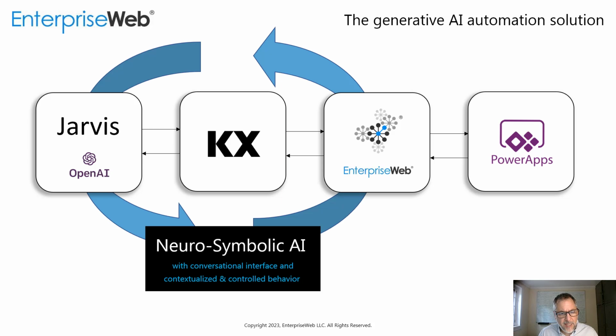Now, what's really interesting here is together, taking the neural network type technology and the symbolic AI, we're achieving something that's known in computer science as neurosymbolic AI, and it really doesn't exist outside Enterprise Web. We're achieving a realization of that together here in this demo. So that's going to give us this conversational interface, which you're going to see is very quick, very fast. That gives us a contextualized and controlled behavior that the enterprise or the telcos absolutely need.